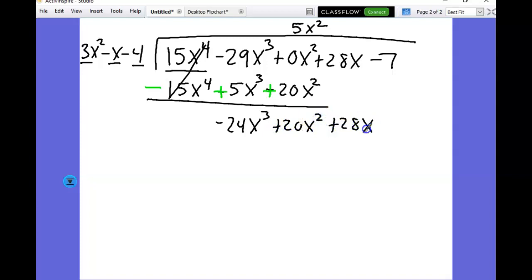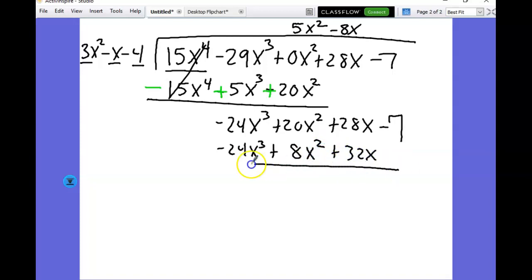Okay. And then we're going to repeat the process. So now we want to find out what would I multiply this by to get this? And that would be negative 8x. Multiply the negative 8x by all three of these. Put your answer down here. Change all the signs. And combine.